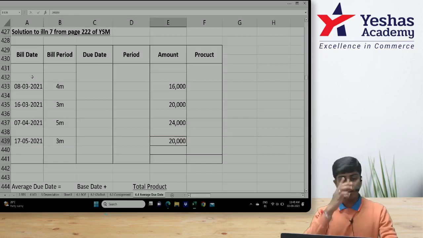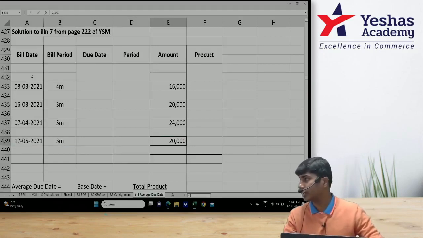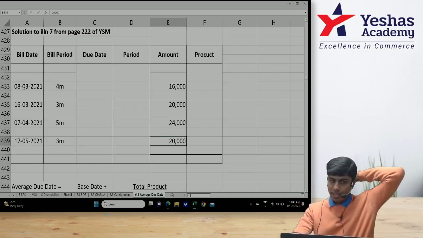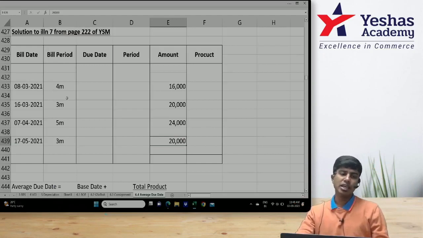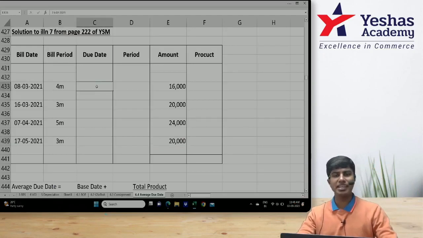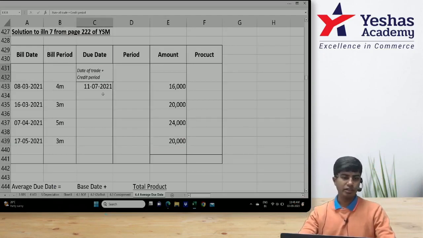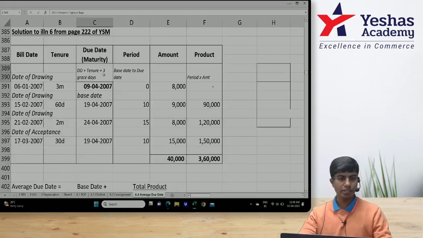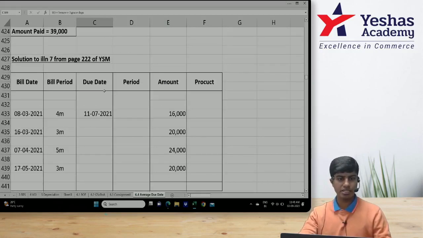Now let's quickly find our due dates and then find the average due date. Then let's read the rest of the question. I want your attention. 8th of March plus 4 months is 8th of July, plus 3 grace days, 11th of July. This is not how it's going to be. This is going to be bill date, tenure plus 3 grace days.